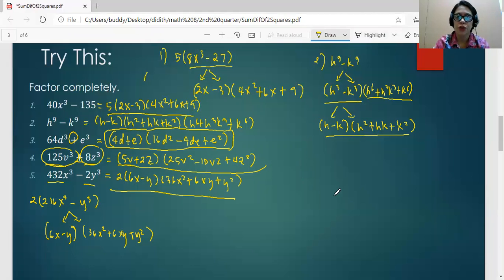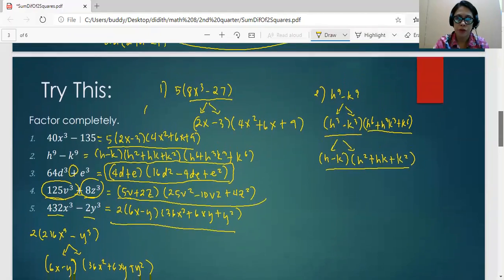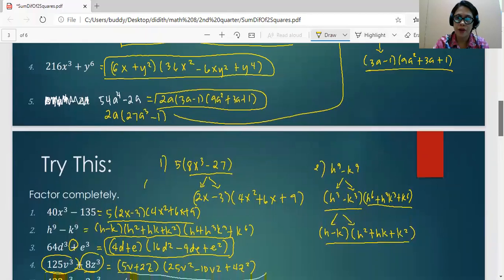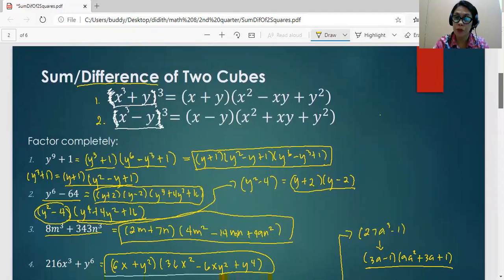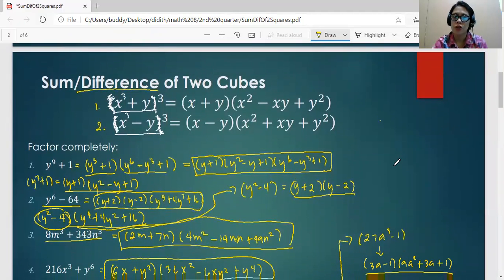Okay, so it's necessary that you know how to identify perfect cube expressions. Also, you should know how to extract the cube root. And it's also important that you know whether the given factor is already the final factor. And most importantly, you should know the different factoring formulas that I have introduced to you. So that's it for now.